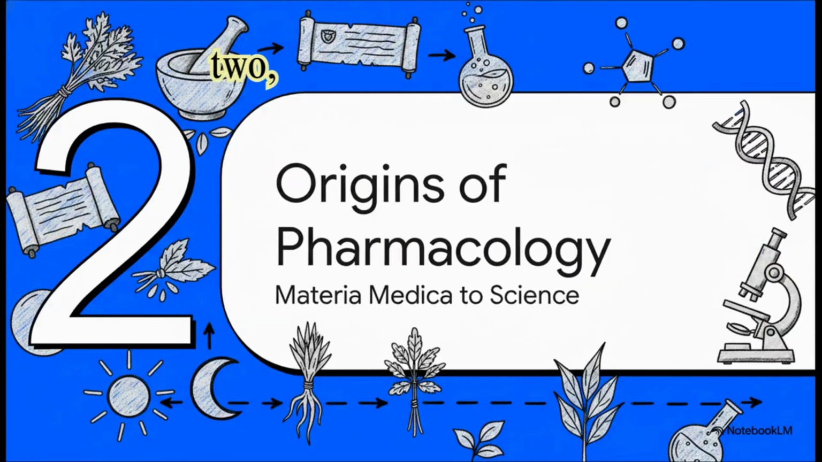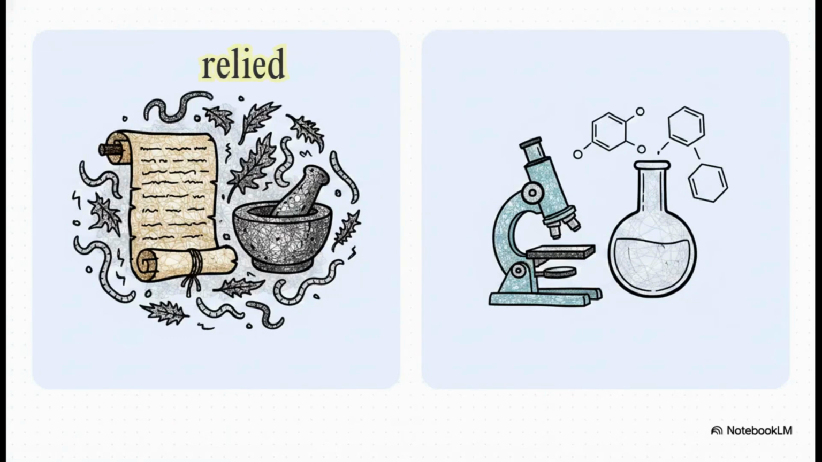Moving on to Section 2, let's look at the origins of pharmacology, going from materia medica to rigorous science. You know, for centuries, humanity relied on a medical system that was, well, far from the rigorous biomedical science we practice today. We used a system called materia medica. This was essentially the dark age of medicine. It was heavily, almost entirely reliant on dogma rather than actual evidence.